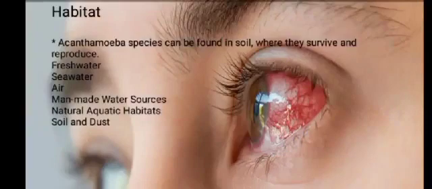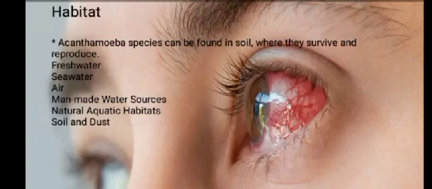Habitat: Acanthamoeba species can be found in soil, where they survive and reproduce. Fresh water: they inhabit freshwater environments, including lakes, rivers, and ponds. Seawater: Acanthamoeba can also be found in seawater, although they are less common compared to freshwater habitats. Air: while less common, Acanthamoeba species have been isolated from air samples, particularly in dusty environments.